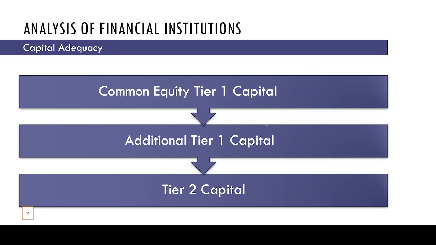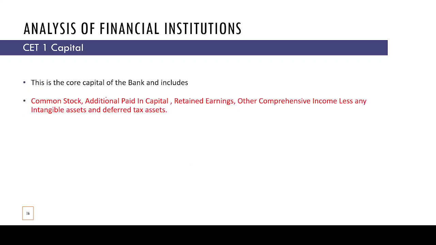Now guys, capital of a bank can be classified into many types. It can be classified into many layers. The first layer is CET1 capital or common equity tier 1 capital. Then next is additional tier 1 capital or AT1 capital. And last is tier 2 capital. Okay. Now we'll discuss each of these 3 layers, each of these 3 tiers in greater detail.